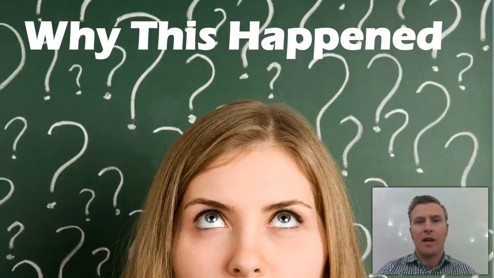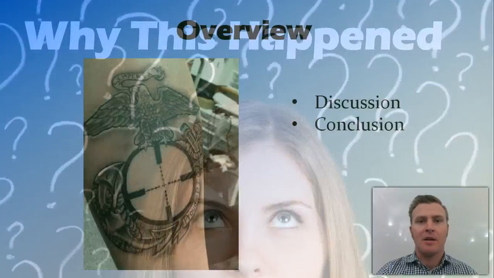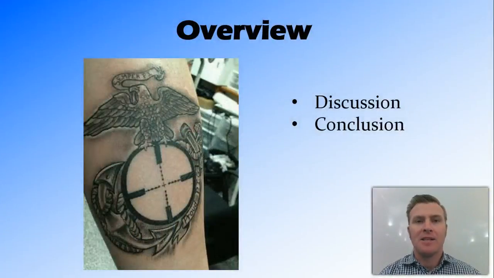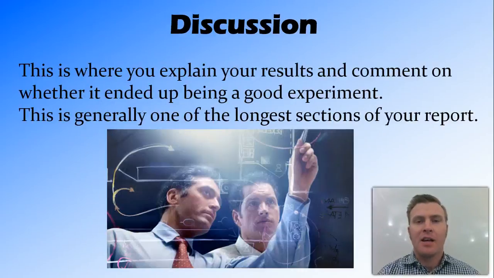In this video, we're going to look at the final part of the scientific report, showing why this happens. Now, this is split into the discussion and the conclusion. Discussion is generally the longest part of your scientific report, and what you're doing is explaining your results and commenting on whether or not it was a good experiment and how you can make it better in the future.